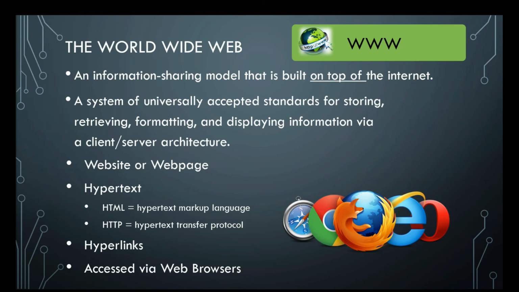So what is the World Wide Web and how is it different? Well, the World Wide Web refers to the information sharing model that was built on the internet. So the internet is the world's largest wide area network. The World Wide Web is that sharing model that was built to take advantage of that wide area network. It's a system of shared standards that includes hypertext markup language and hypertext transfer protocols that link web pages and websites together. And all of those pages, of course, are accessed via a web browser.